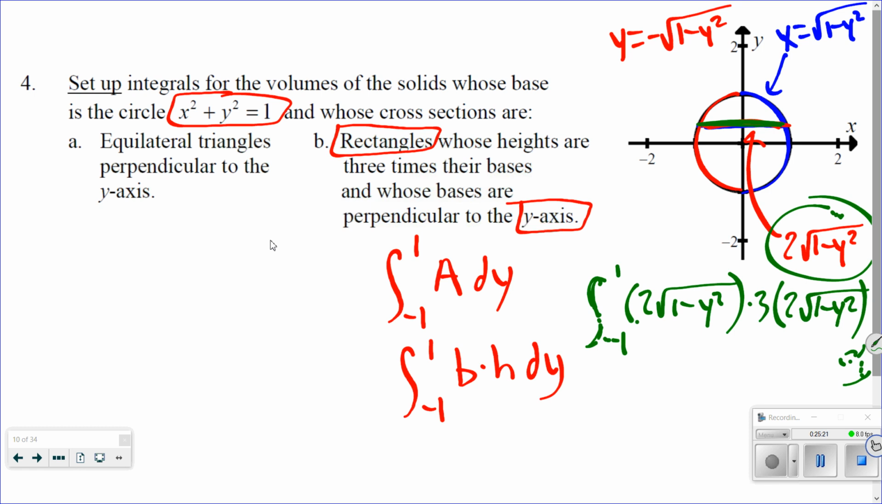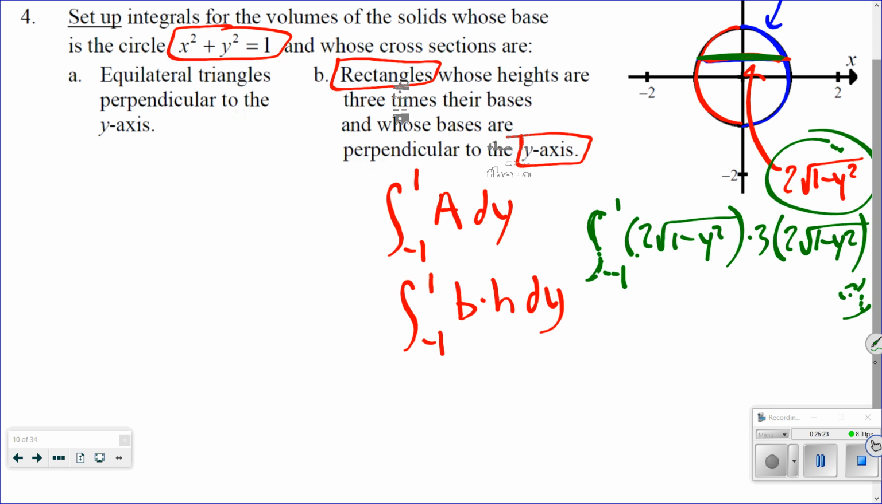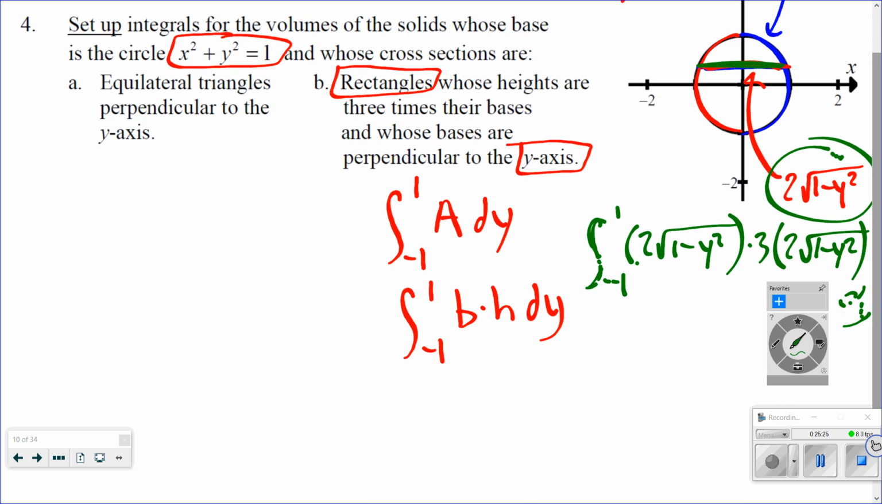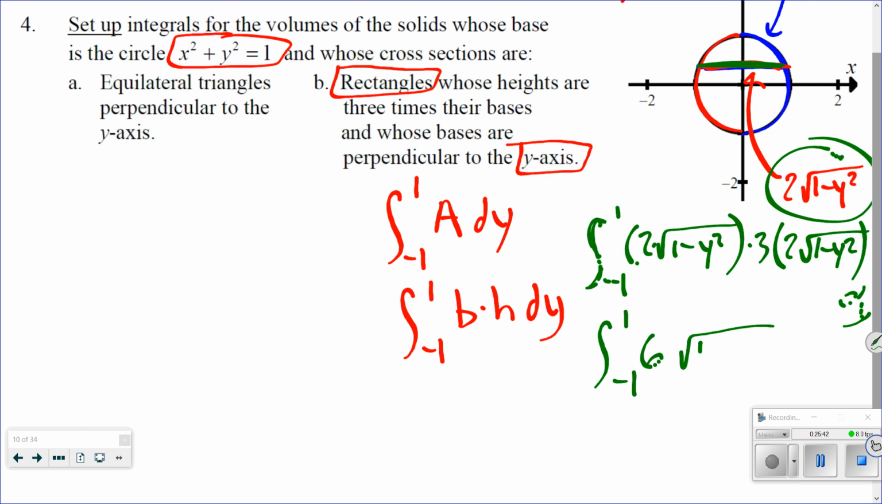Now, if you wanted to, we could simplify that a bit. You can leave it like that, but if you wanted to, we could simplify it a little bit. We could multiply the 2 and the 3 together. That'd be 6. You multiply the square root of 1 minus y squared together. And actually, if you went even further, the square root cancels out. So you could have 6 times 1 minus y squared dy and integrate that.